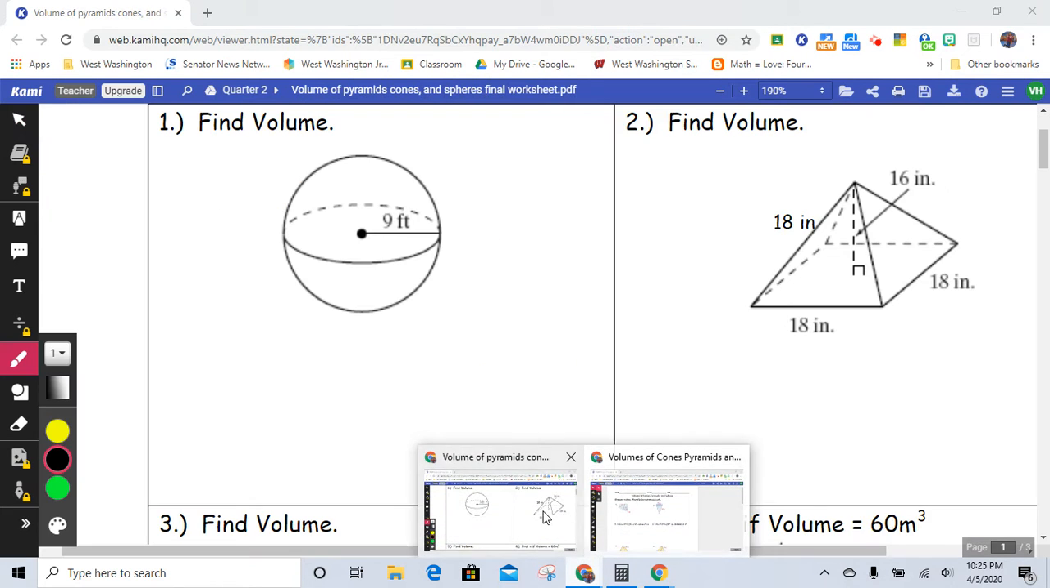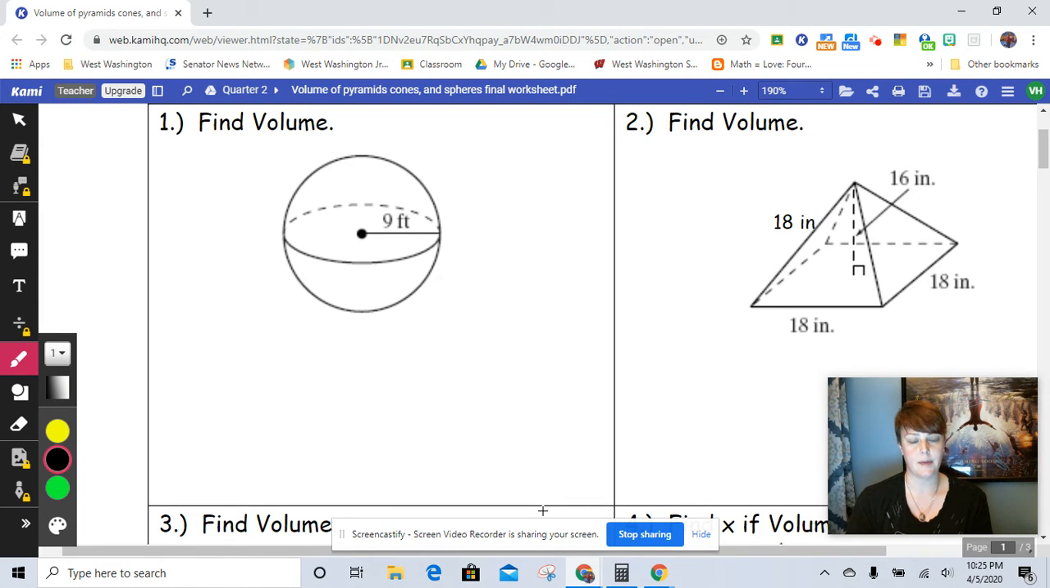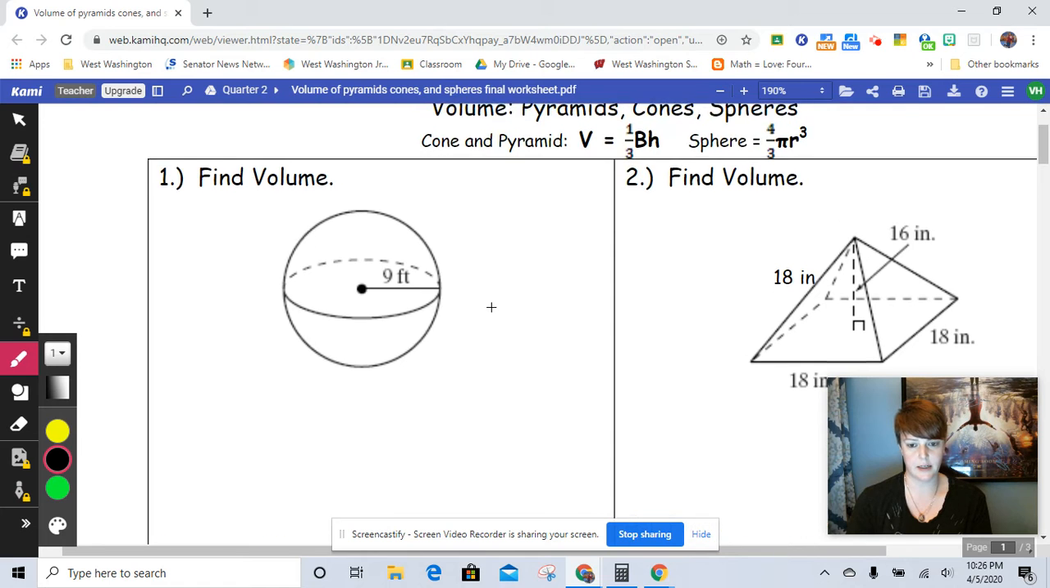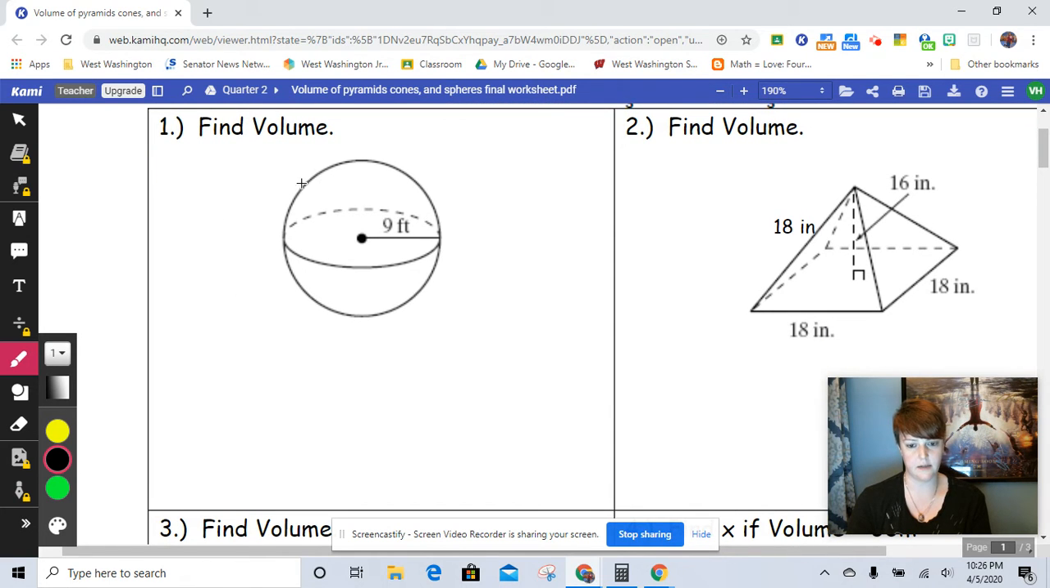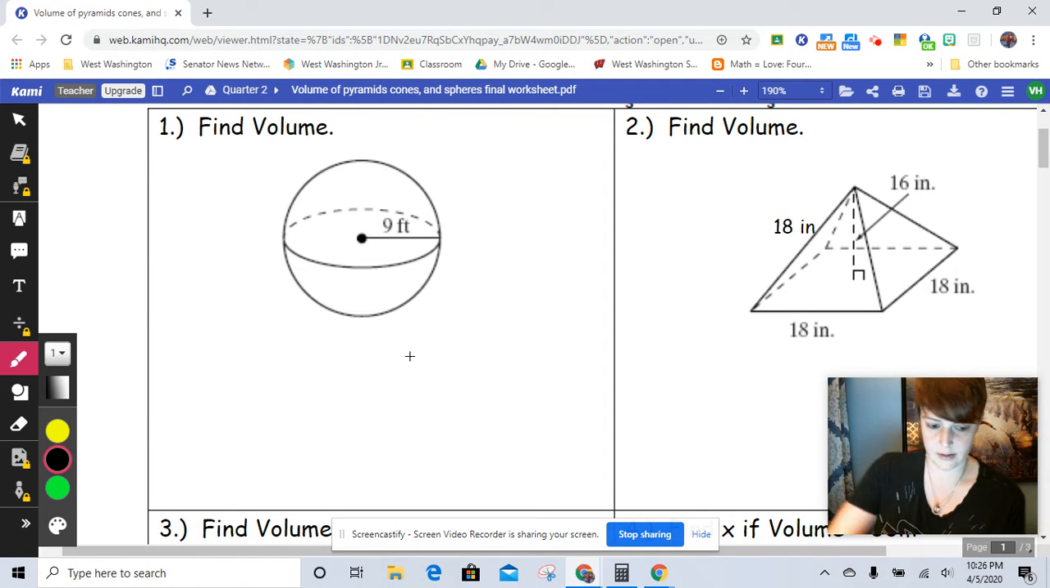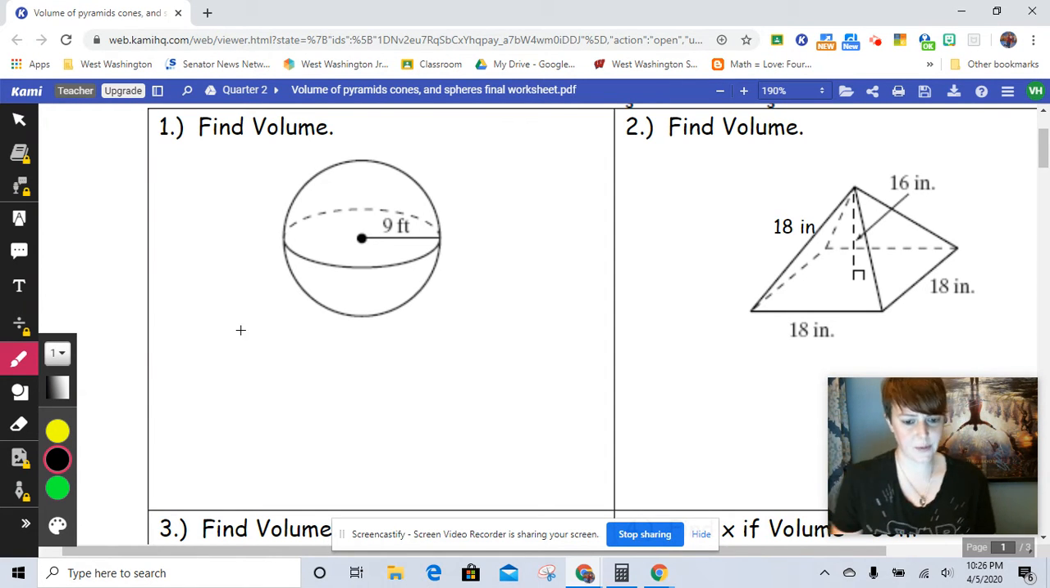So let's do a few sample problems. This first problem here, it says find the volume, and we need to identify what kind of shape this is, and obviously it's a sphere. And I've been practicing with this writing tool, but since it's a touch screen, my fingers don't work exactly like they do on the smartboard. So whatever, if you can't read my handwriting, I apologize so much, and I will try to make it better.